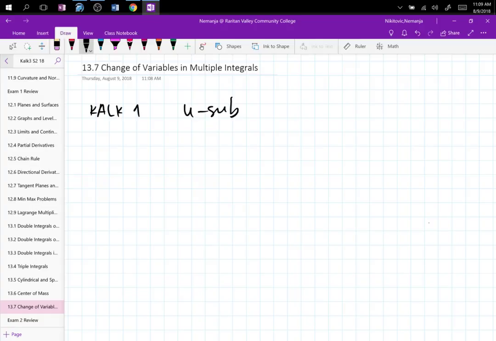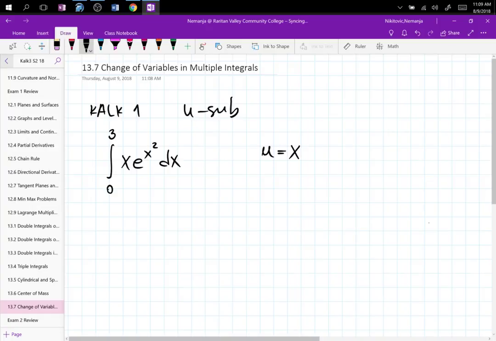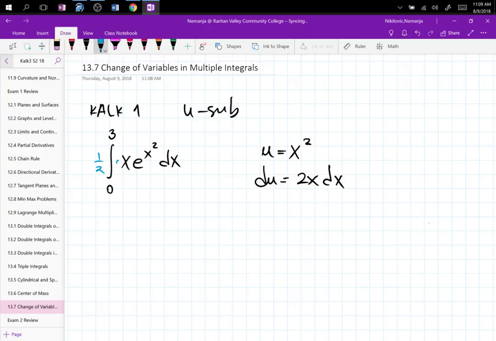U sub is transforming the space, the region, from the x domain to the u domain, and then you do the integral. So if you have the integral from 0 to 3 of x e to the x squared dx, the way to integrate this is to say u is equal to x squared. So you are transforming the domain x into domain u. du is 2x dx. We are going to add in over here a half and a 2.